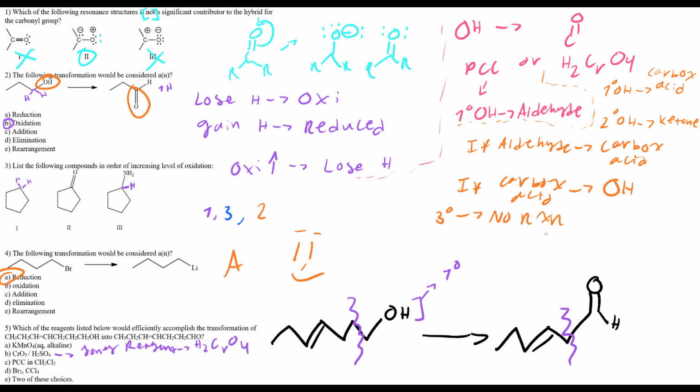Okay, so that was it. That's basically it. That's all you really have to know. So for this question, we're working with a primary alcohol. If you treat it with PCC, it'll become an aldehyde. Very cool. So it's answer choice C.